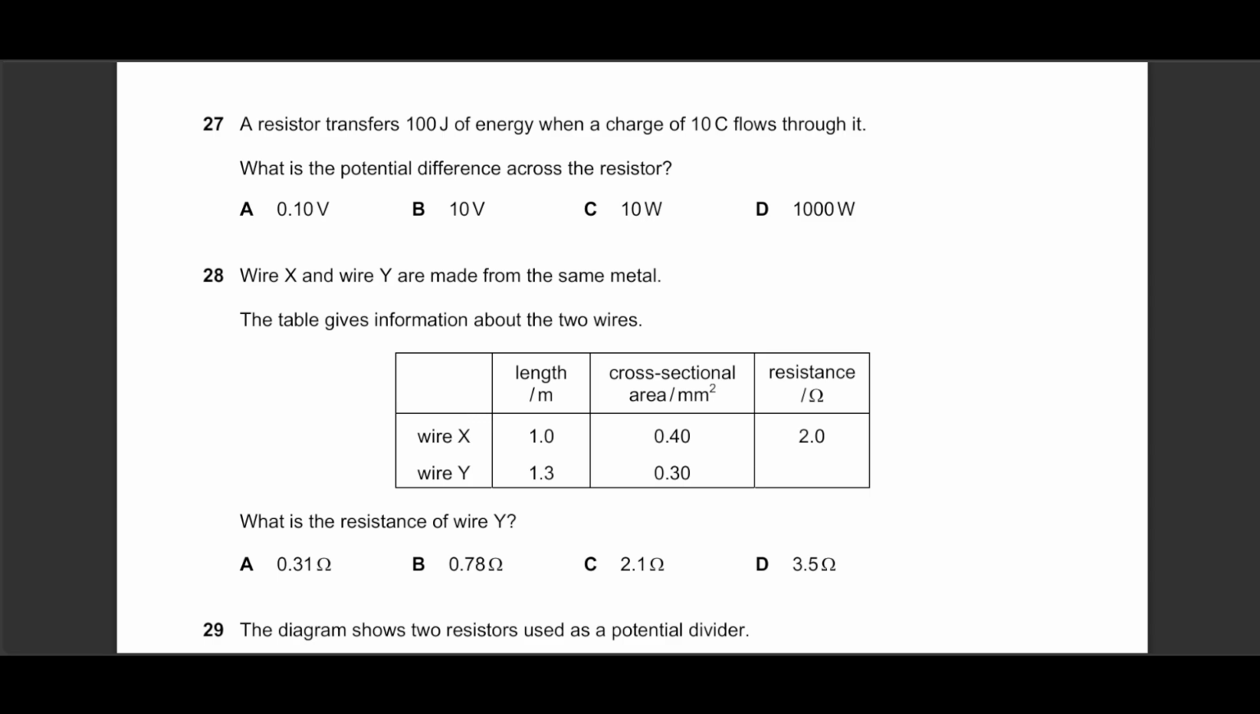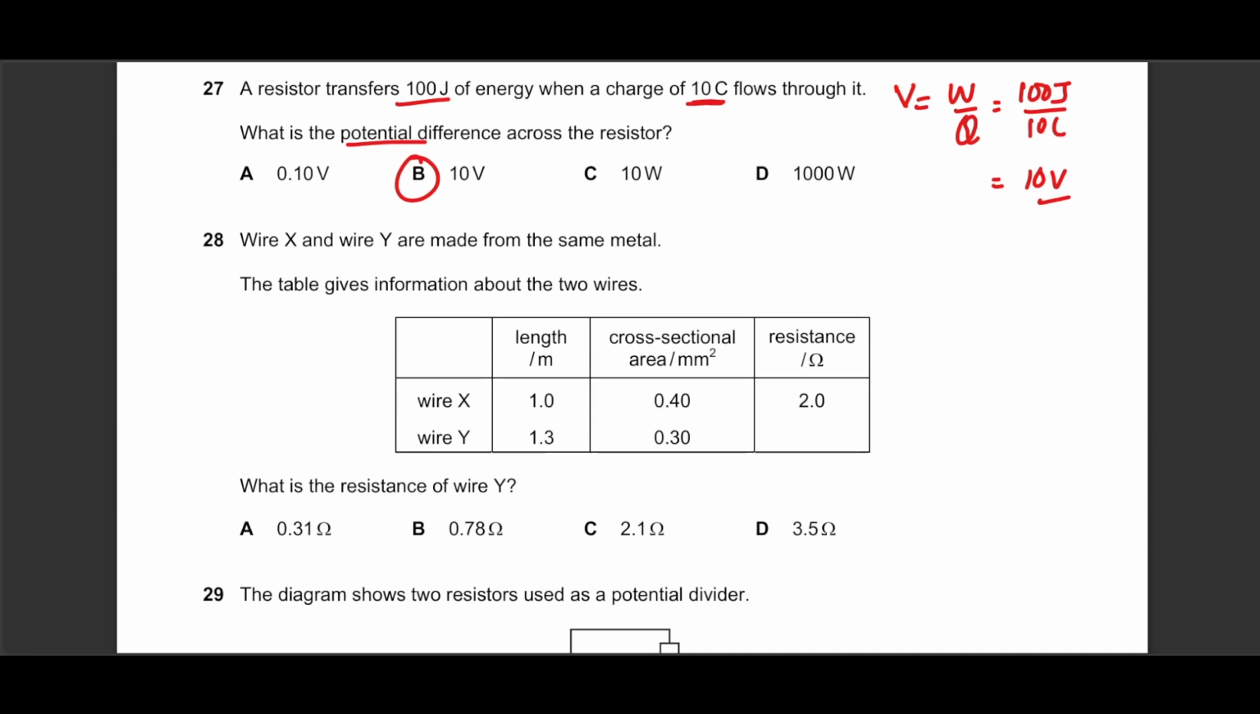2700 joules of energy, 10 coulombs of charge. He wants to find the potential difference. Again, standard equation from your course. Work done by charge. Work done is 100 joules. Charge is 10 coulombs. So 100 joules of energy being transferred by 10 coulombs of charge. Then the voltage is 10 volts. This is option B. Very straightforward. Question number 28.